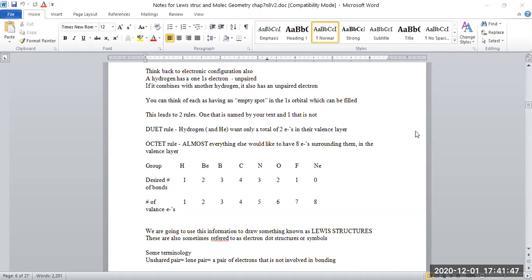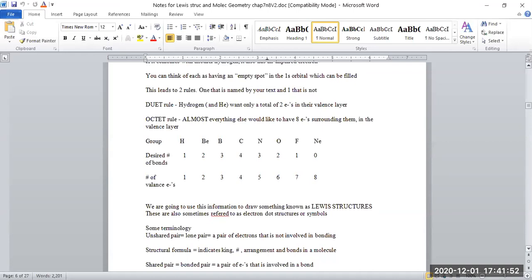All right, so all of that was the end of what we were talking about pre-Thanksgiving. So now we are heading in the direction of being able to draw Lewis structures. You will sometimes see these referred to as electron dot structures or electron dot symbols. There are even some textbooks that might gripe a little bit that there's a really subtle difference between the electron dot structures and the Lewis structures. We're going to treat them as if they were the same thing.